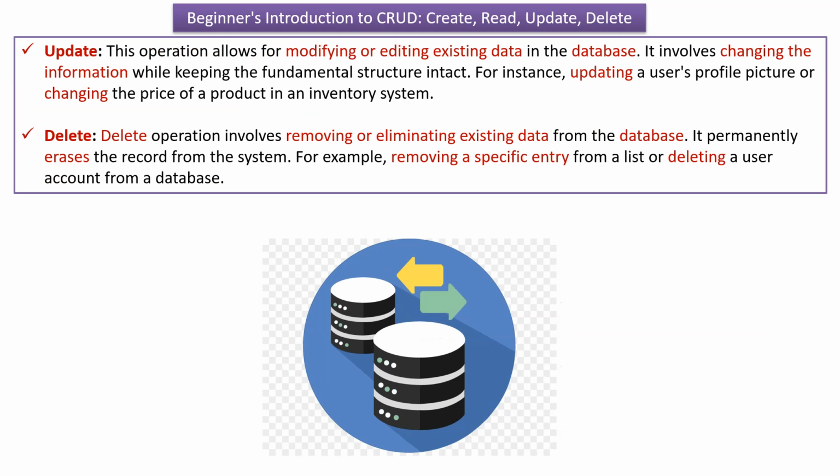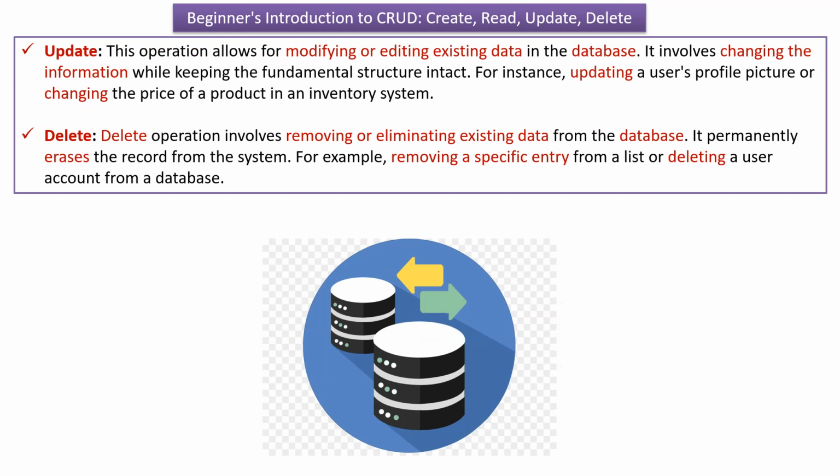Third one is update. Update operation allows for modifying or editing existing data in the database. Update operation involves changing the information while keeping the fundamental structure intact. For example, updating a user profile picture or changing the price of the product in an inventory system.